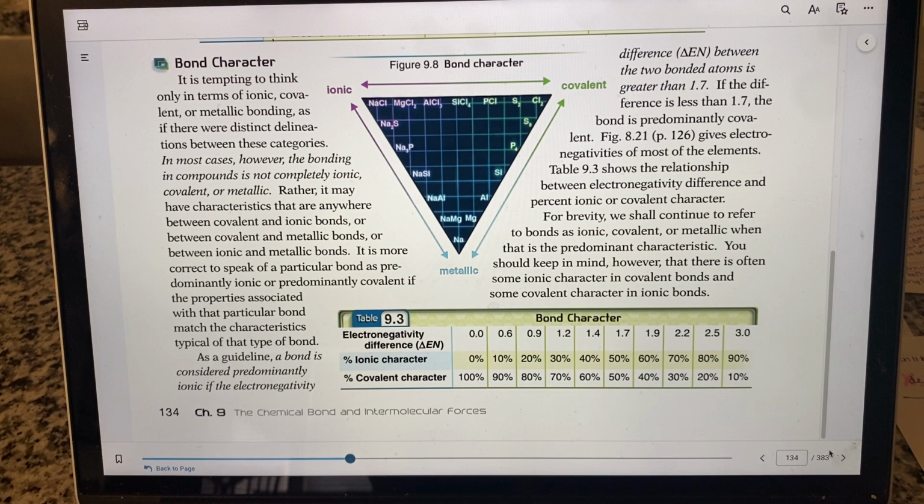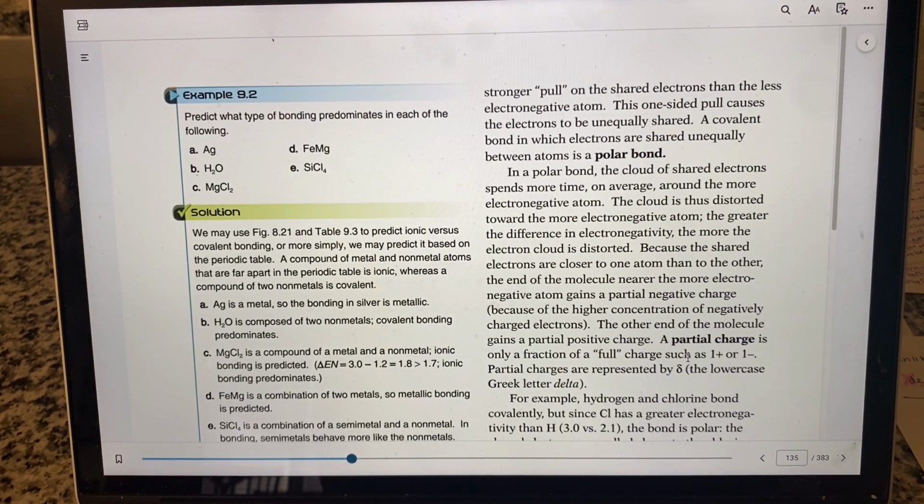So let's go on to another example, 9.2. That's because you're going to have some of these on your test questions too. Not much, but anyway, predict what type of bonding predominates in each of the following. So first of all, you look at Ag. What's Ag anyway? You guys remember? Silver, right? Silver is a metal, so it's going to have metallic bonding. We know that. So now we have hydrogen and oxygen, H2O. What's that? Water. It's composed of 2 nonmetals, and so you're going to have covalent because they're 2 nonmetals.